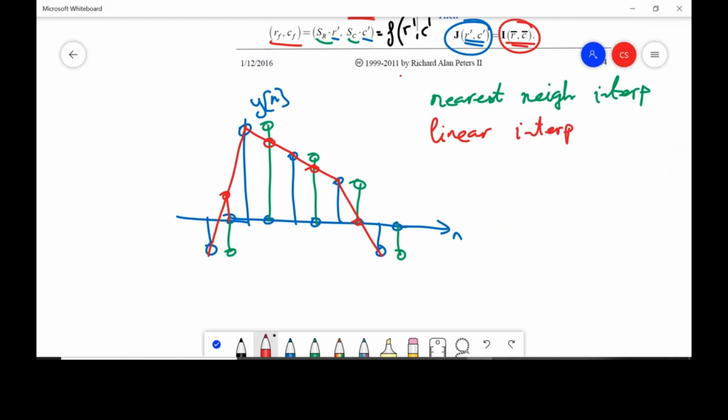Interpolation means you have to invent the value. You don't have the values here in the middle, so you have to figure out what that value is. And you have to figure out that value from the information you have around. That is called interpolation.